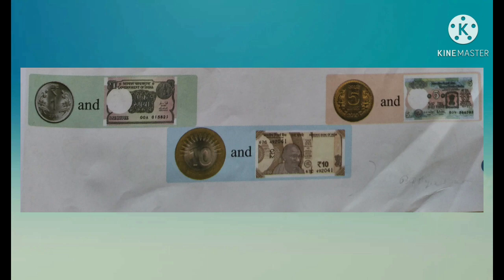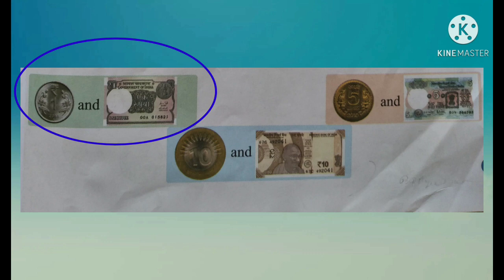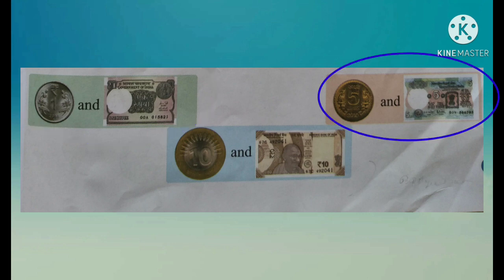Now we learn different notes and coins have different values. See children, some notes and coins have the same values. Let us see. We have a 1 rupee coin and a 1 rupee note. Both the note and coin have the same value, that is rupees 1. Another example, 5 rupees. We have a 5 rupees coin and a 5 rupees note. Both the note and coin have the same value.